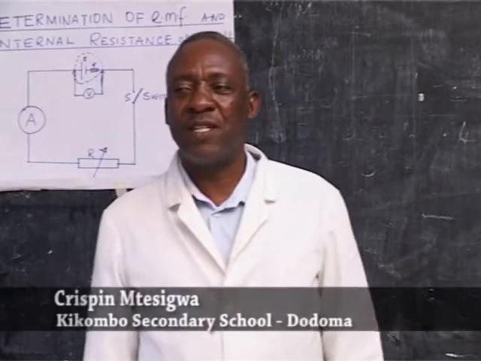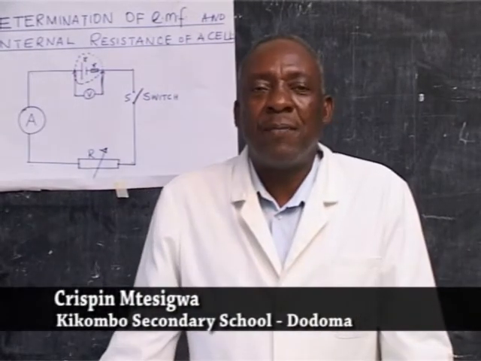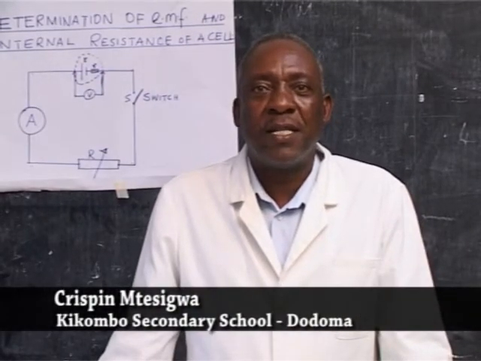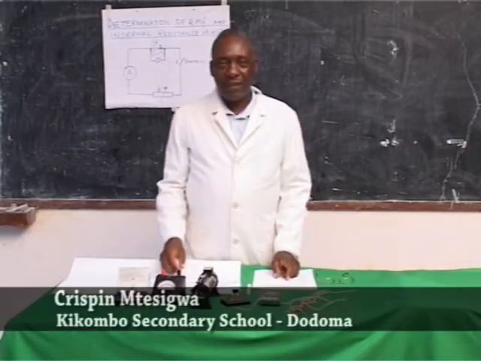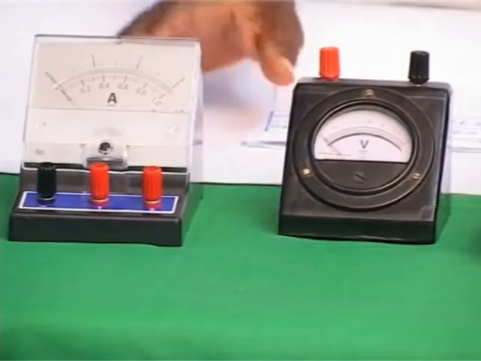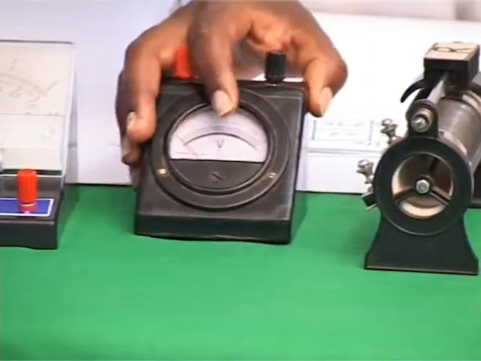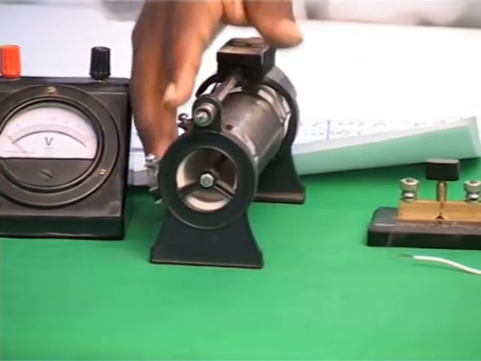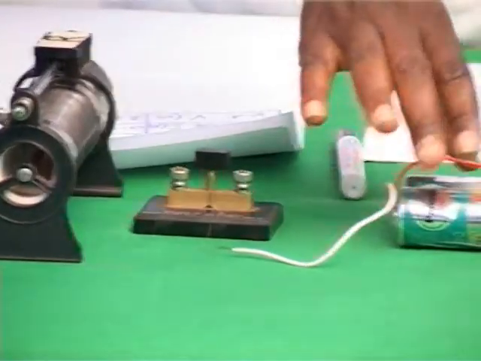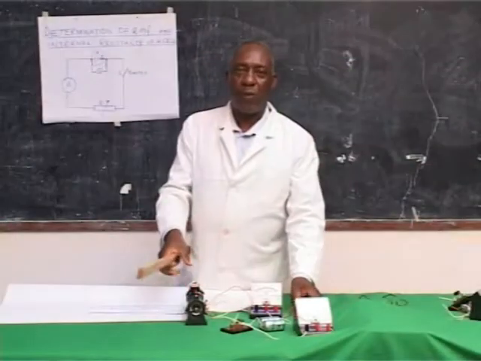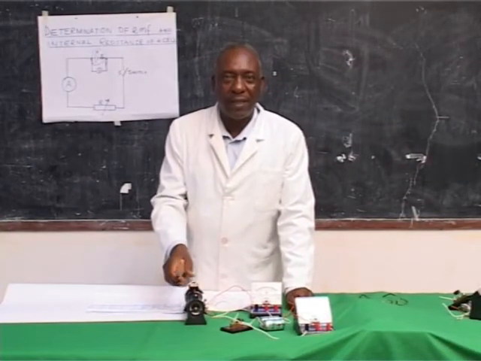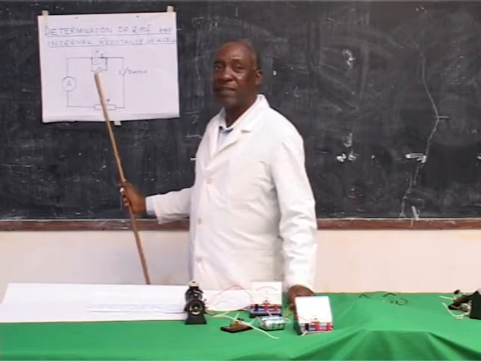The aim of this experiment is to determine the EMF of a cell and the internal resistance of that cell. The requirements: we have the ammeter, voltmeter, rheostat, switch, 2 dry cells, and connecting wires. Now we connect all these apparatus as seen in the diagram.